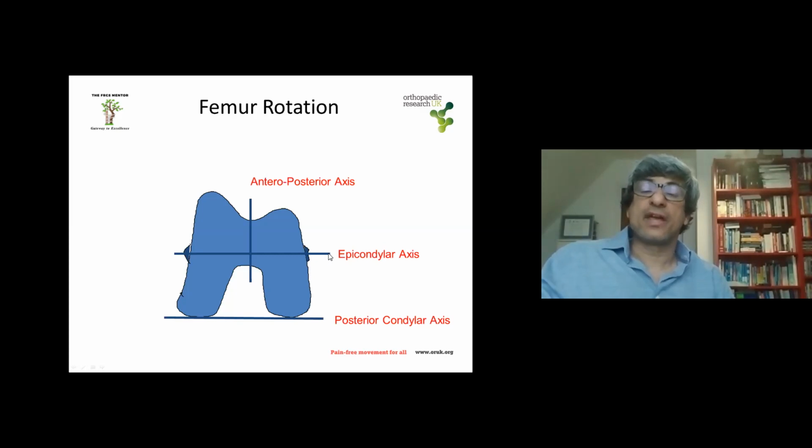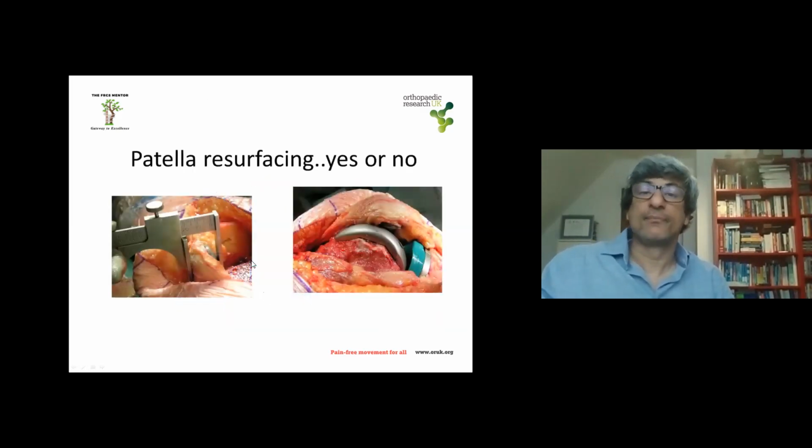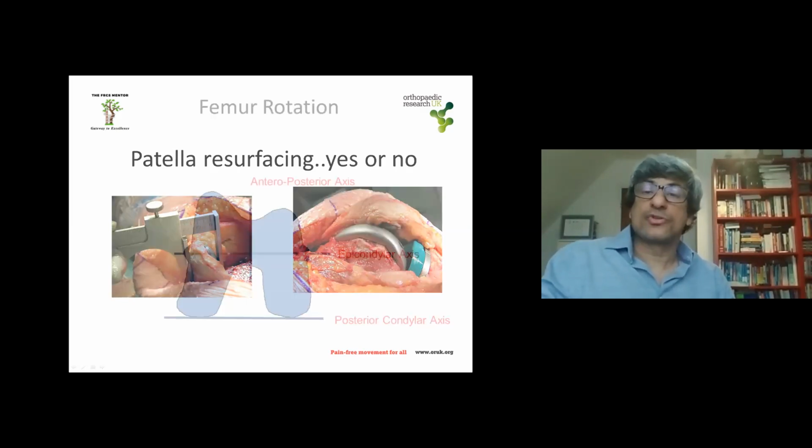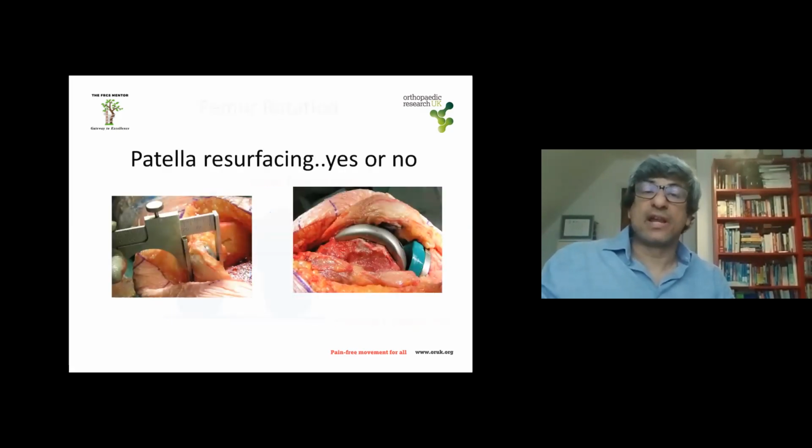Then there is another axis called the epicondylar axis, which in real life as a knee surgeon is difficult to get. And hence I can use my Whiteside's line or the anterior posterior axis, which is a line from the apex of the notch to the deepest part of the groove. And 90 degrees to that is my axis. Okay, so that's where we are on the femoral side. So that one concept is over, and let's move on to the patellar side.